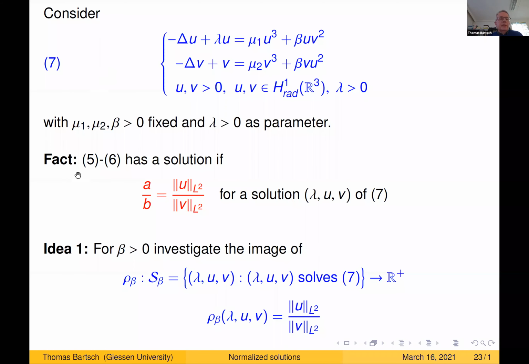And now the idea, of course, is we take the set of all solutions of this problem 7, consisting now of triples lambda, u, and v, which solve it, and look at the quotient of these L2 norms, the L2 norm of u divided by the L2 norm of v, and see which ratios appear. If this function rho sub beta is onto, then all ratios appear, and then you have a solution for all values of a, b. That means for arbitrary prescribed L2 norms of u and v. So that's the first idea.